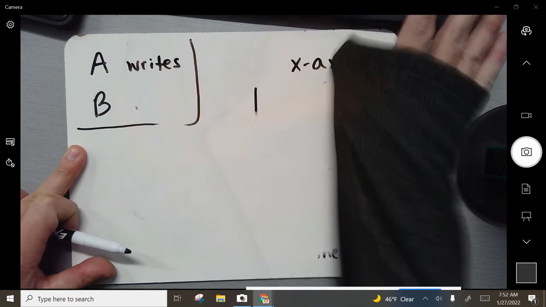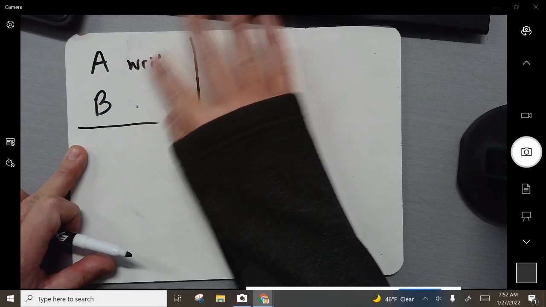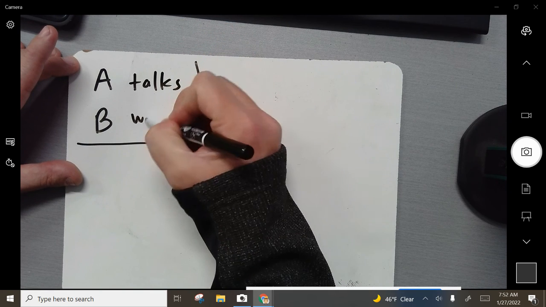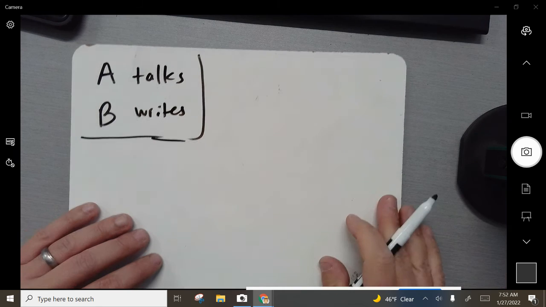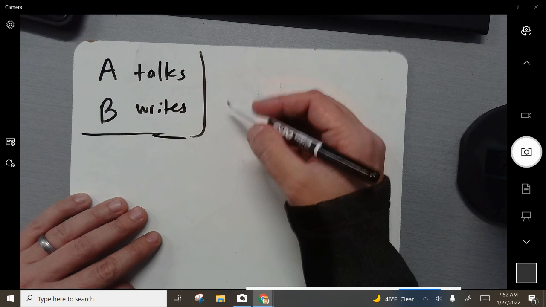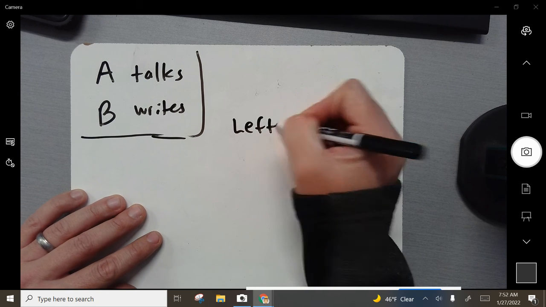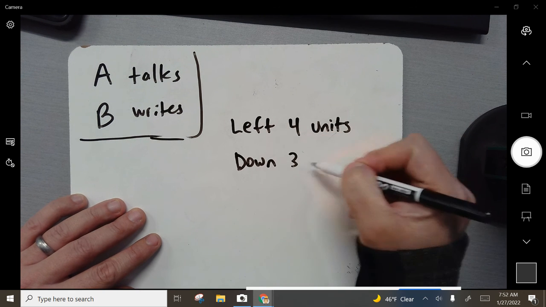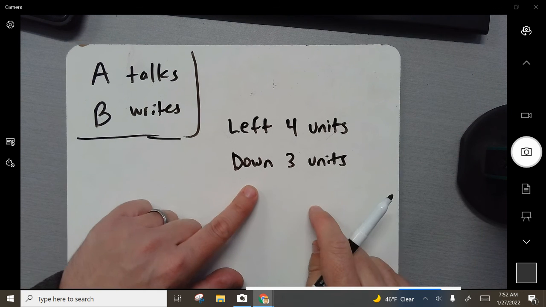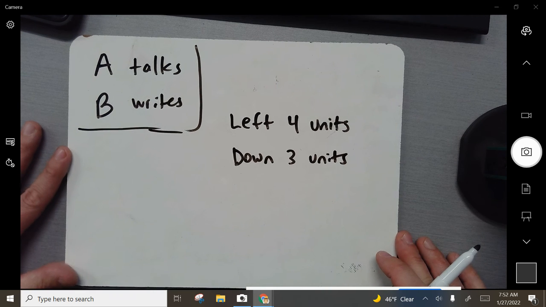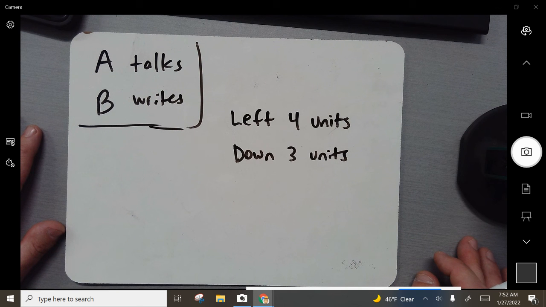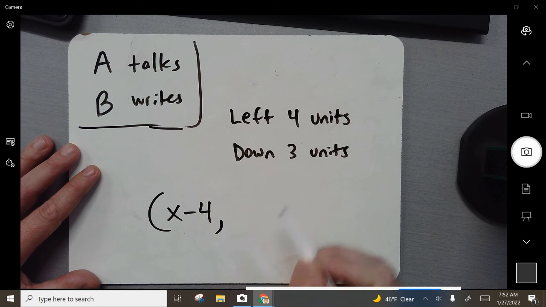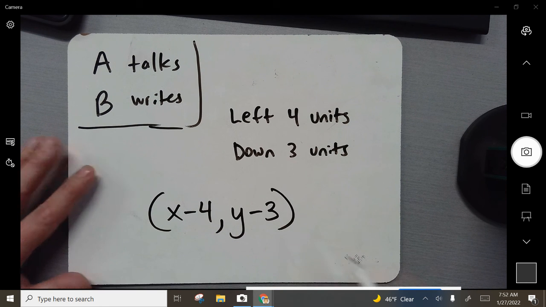Let's change it up a little bit. Oops, this is now talks. Writes. All right, what about this one? What if I said, what's this rule going to be? If I said go left 4 units, down 3 units. Go ahead and write this translation rule out. I'll give you 20 seconds. Cool. It should have been left means negative, down means negative. And that's what our answer should have been.